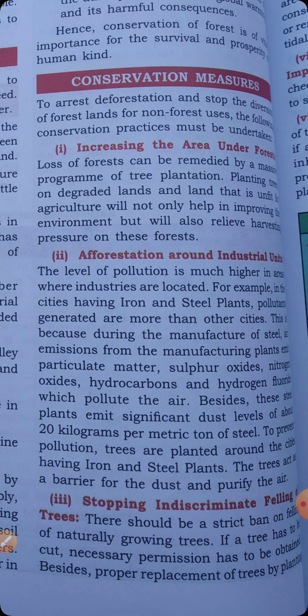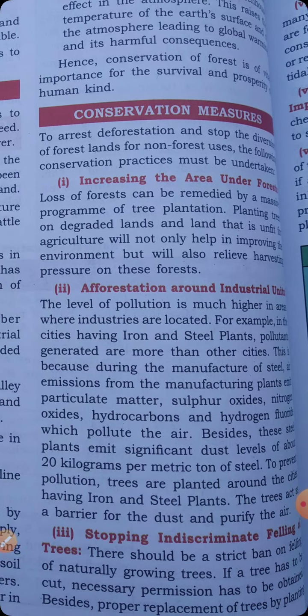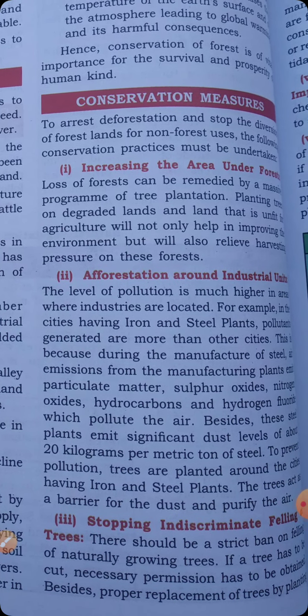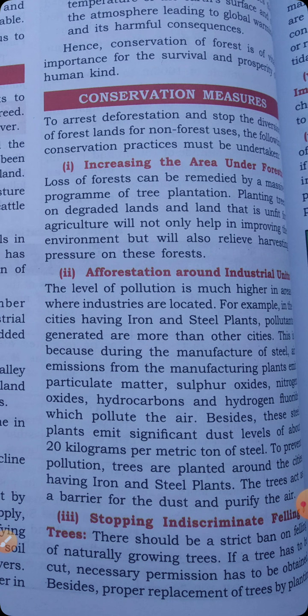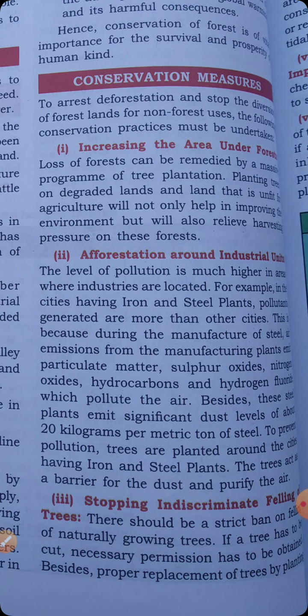The level of pollution is much higher in areas where industries are located. For example, in the cities having iron and steel plants, pollutants generated are more than in other cities. This is because during the manufacture of steel, air emissions from the manufacturing plants include particulate matter, that is sulfur dioxide, sulfur oxide, nitrogen oxide, hydrocarbons, and hydrogen fluoride, which pollute the air.